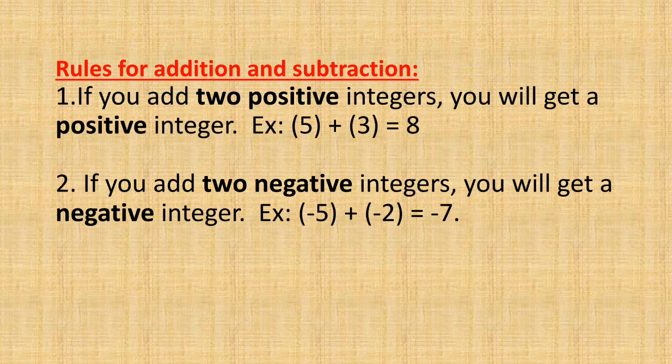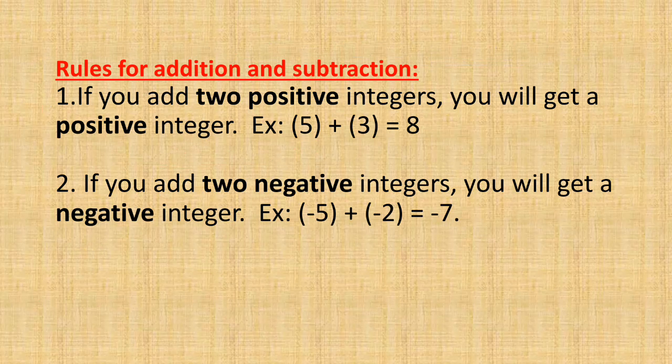In case you add two negative integers, you will get another negative integer. Like positive, we have to add negative integers also, but we have to mention the negative sign. Minus 5 plus minus 2. First, we add only the numbers: 5 plus 2, 7. Since you have minus, you have to denote minus 7.